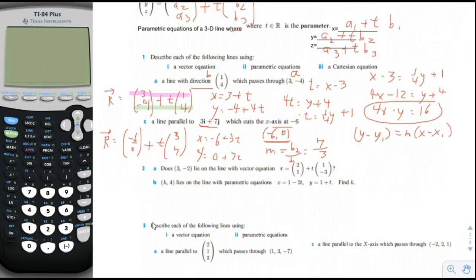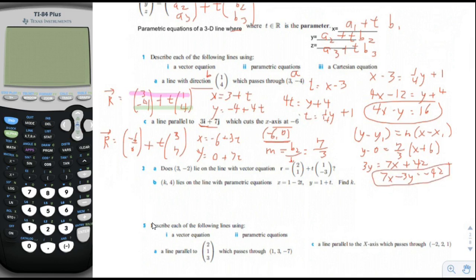So we have y minus 0, because our point is negative 6, 0, and our m is 7/3, and here we have x minus negative 6, which would be plus 6. Okay, so this is already a Cartesian equation, but if we wanted to simplify it so that there were no fractions, we could multiply everything by 3. So we could have 3y equals 7x plus 42, something like that. And then we could move the x to the other side or the y to the other side and get something that looks more like standard form, like that.